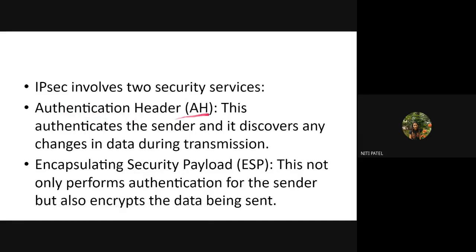What is this authentication header? It authenticates the sender and detects any changes in the data that happen during transmission. So whatever data I am going to transmit between computer 1 and computer 2, in that data I will have one more extra thing: an authentication header. What is the function of that header? It is going to disclose who the sender is. So whenever the receiver receives a packet, it will know who the sender was. Along with that, it will see to it that the data getting transmitted on the network does not change during transmission.